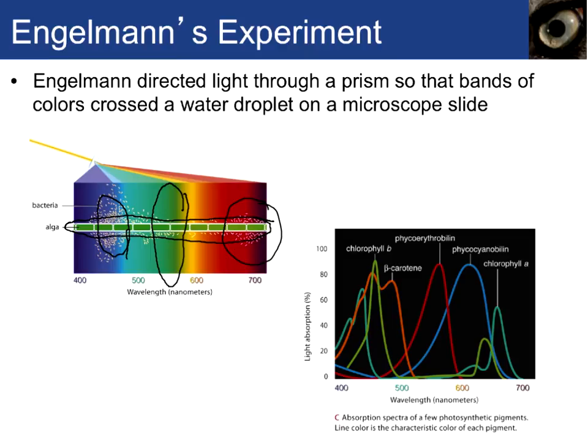And the picture on the right shows absorption spectra of chlorophylls A and B, beta-carotene, and two phycobilins. These absorption spectra, this picture on the right over here, show the peak amount of photosynthesis for each of these colors. So it shows the efficiency with which these pigments absorb different wavelengths of visible light.